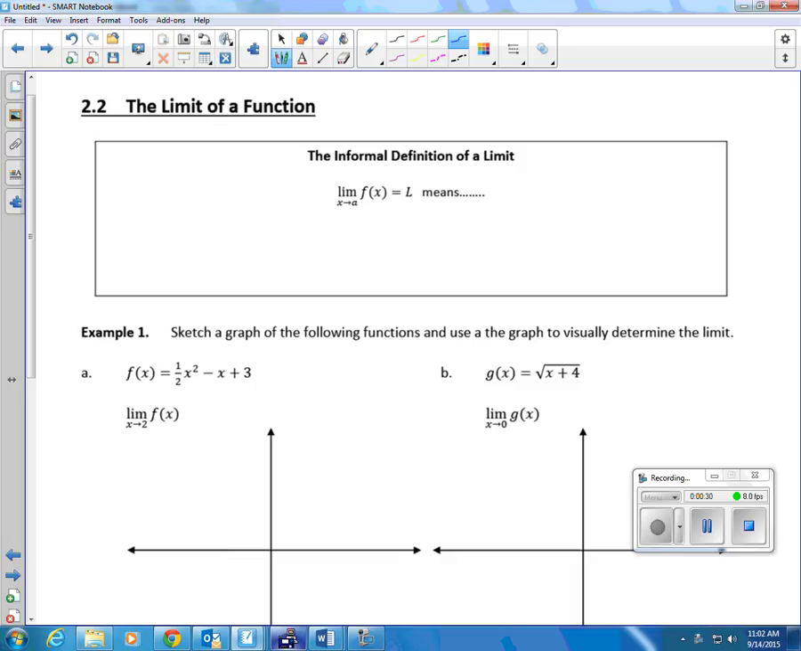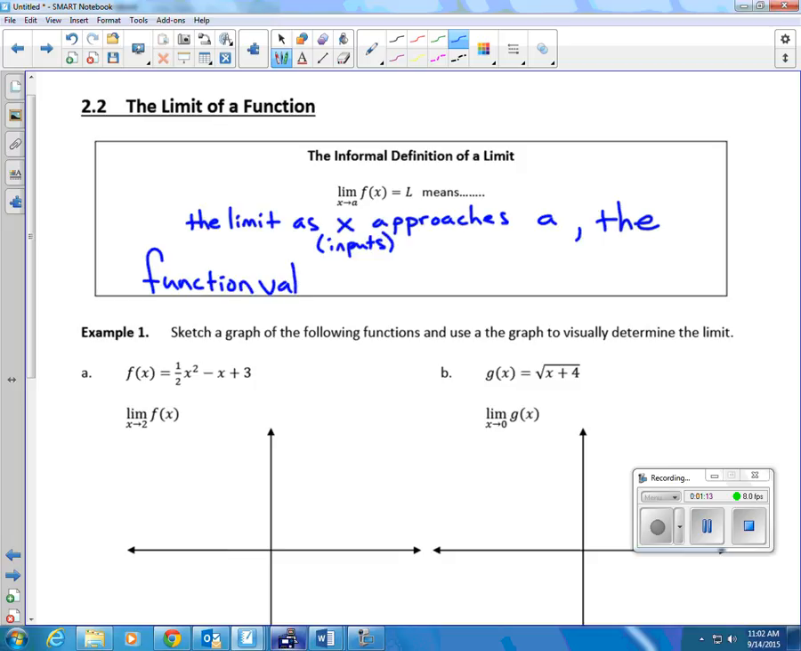So what this means is the limit as x approaches a, or as the inputs approach a, the function values, or the outputs, or the y values, approach some number that we call L.